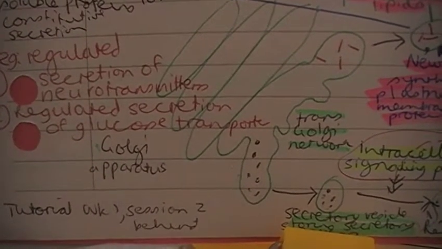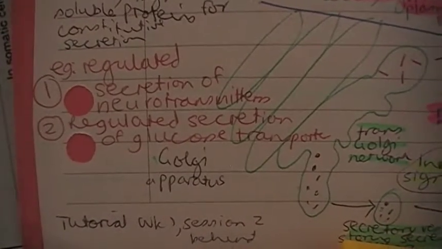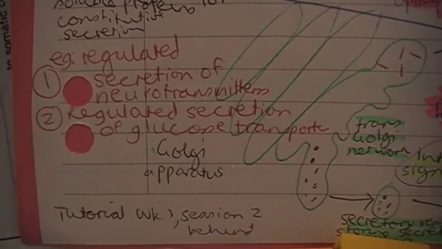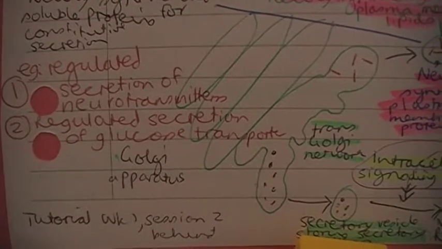An example of regulated is, two examples, the secretion of neurotransmitters and the secretion of glucose transporter.